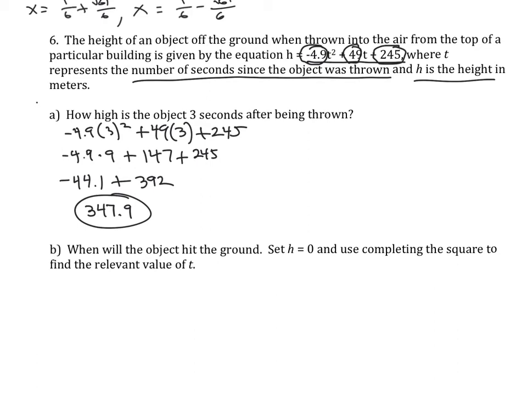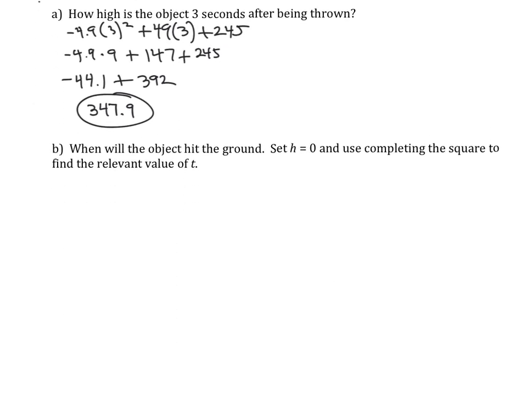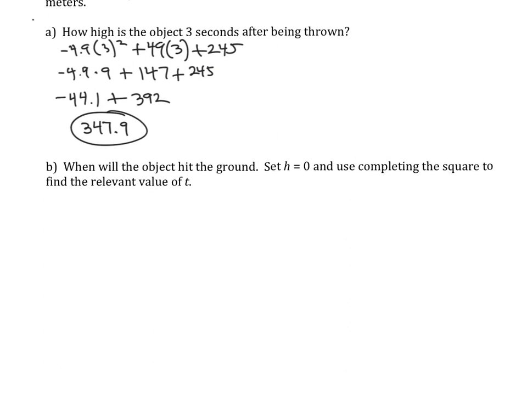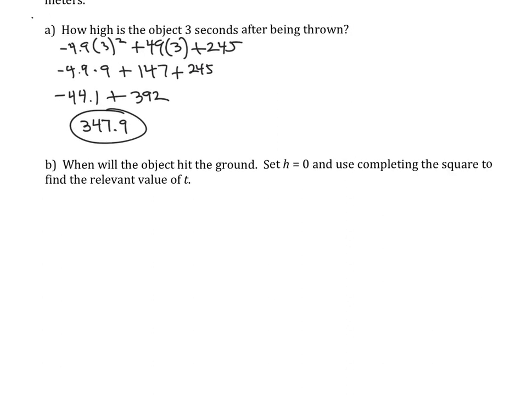Okay, now this is asking us, when will the object hit the ground? So we want to work this by setting the height equal to 0, because that's when the object's on the ground, the height is equal to 0. So we would now solve using completing the square, and so we'll have negative 4.9 t squared plus 49 t plus 245 is equal to 0.